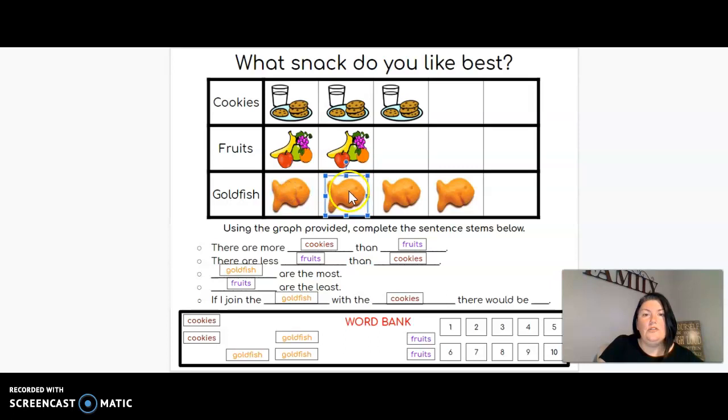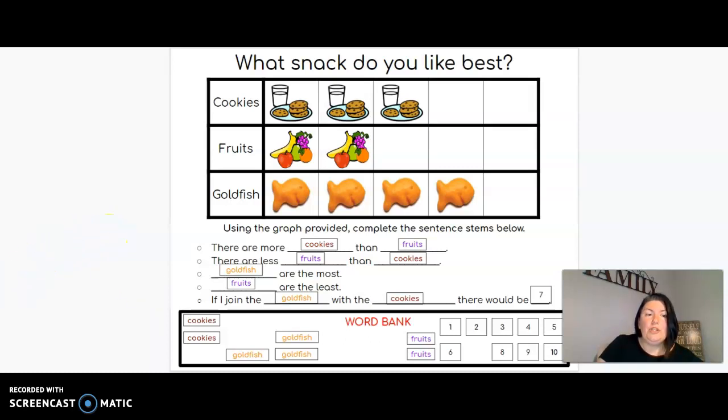1, 2, 3, 4, 5, 6, 7. So if I join the goldfish with the cookies, there would be 7. I'm going to come down, I'm going to get my box that has 7 and drag that into my sentence stem so that when I'm reading my sentence stem, I now have a true statement. If I join the goldfish with the cookies, there would be 7.